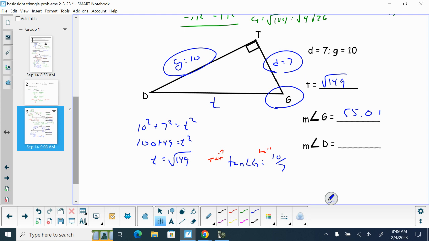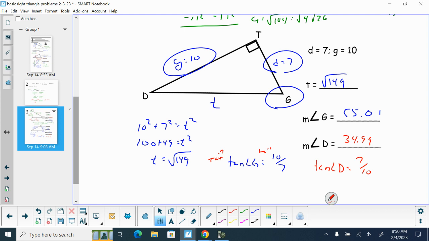We could do the same trig ratio for angle D. It's just a reciprocal. Tangent of angle D is equal to 7 over 10. Inverse tangent of 7 over 10, we get 34.99. And once again, these two should add up to 90 degrees.